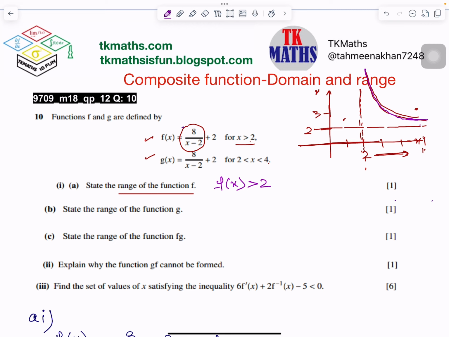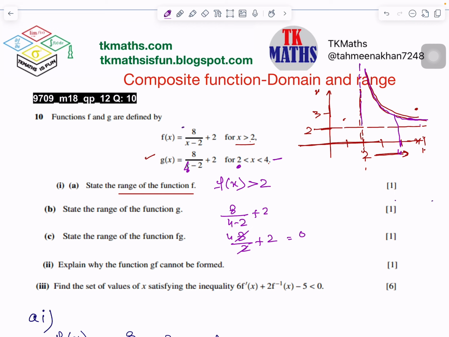Now let's look at the range of function g. Now we will focus on this part of the curve. The equation and the curve will always be the same. So following it, if you substitute 2 here, you get an asymptote, right? So this part of the curve will be the same. But if you put 4 here, then what will happen? 4 minus 2 is 2, and 8 divided by 2 is 4, plus 2 is 6.